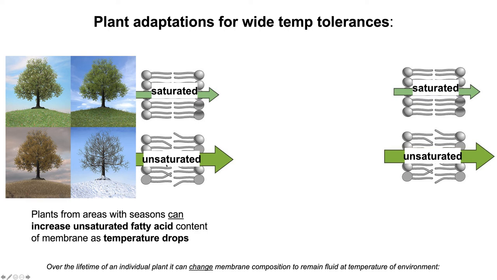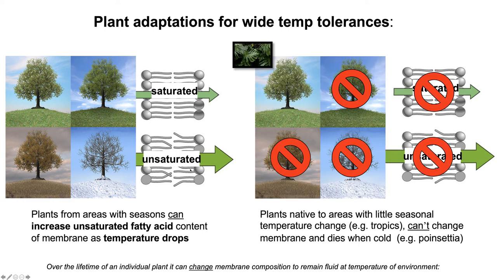So they'll increase the amount of unsaturated fatty acids in their membranes. And this is in opposition to plants that are native to areas with little seasonal temperature change. So tropical plants: if you're in the tropics, you don't have the seasons.